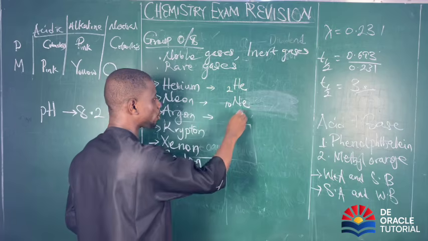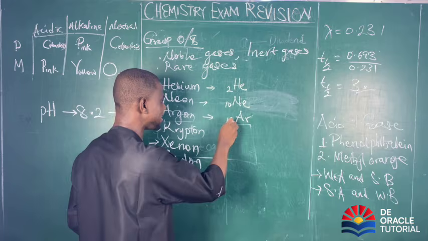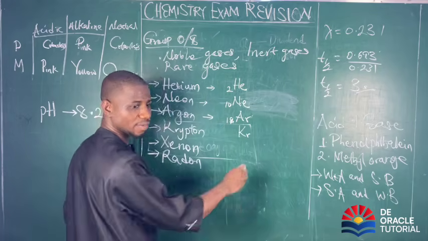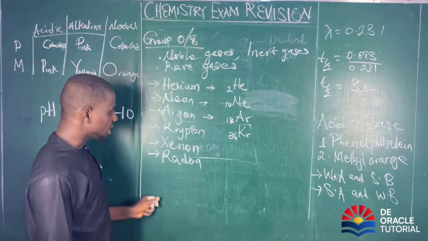The next one here is argon. Ar. Is that clear? And what's the atomic number? 18. Next is what? Krypton. Krypton is what? Kr. Right? And the atomic number is what? 36. Exactly. Next is what?